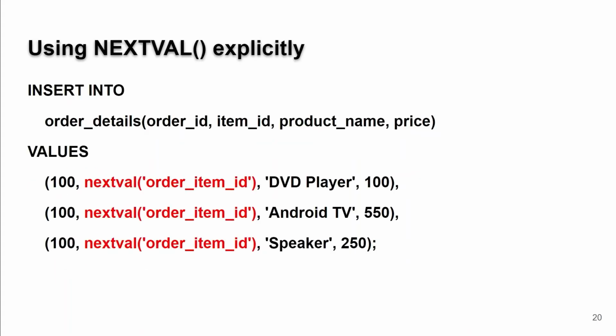Now, if you want to explicitly use next value in your insert statements, which I do recommend, it's as simple as you see here. Here we're putting in 4 columns of data: order ID, item ID, product name, and price. So order ID, the item IDs, which we're going to get the next value of the order item ID sequence, the name of the product, and the price.